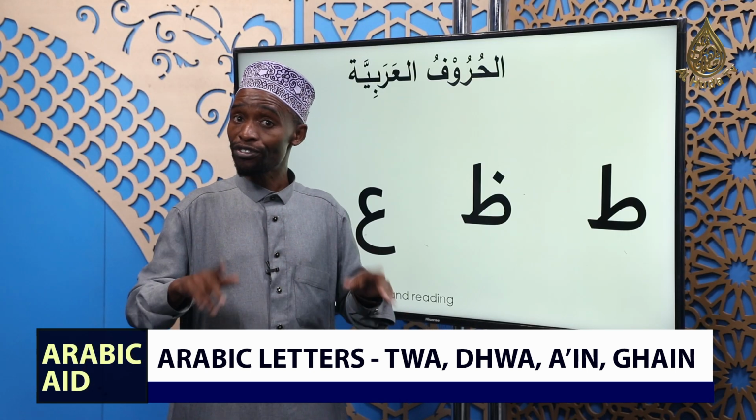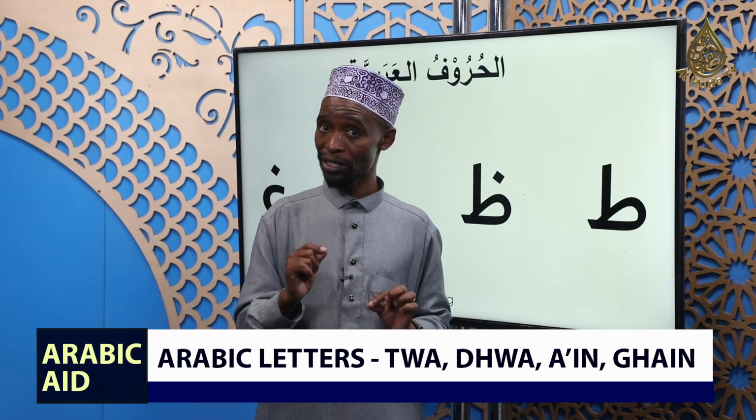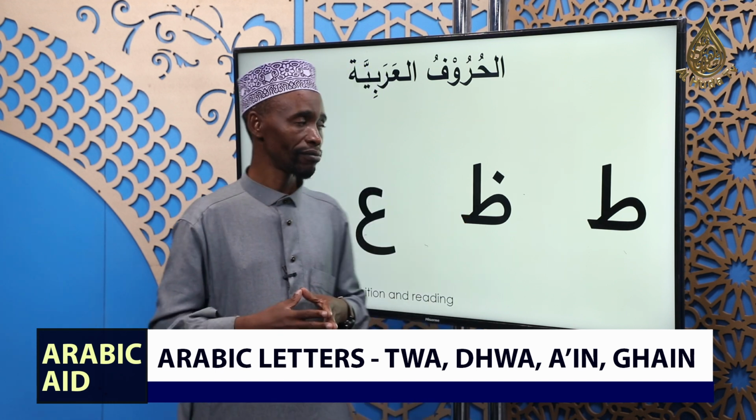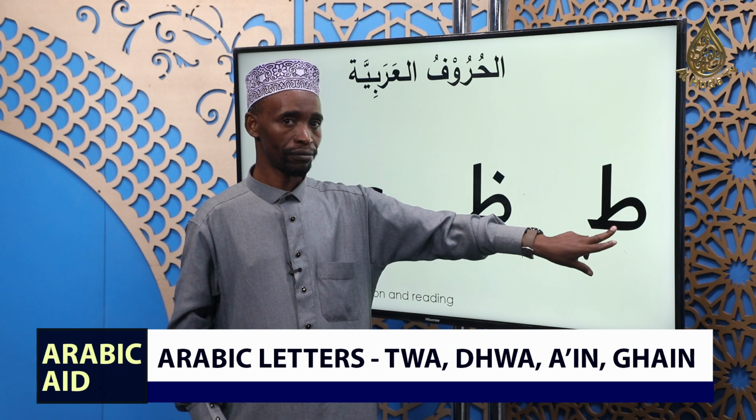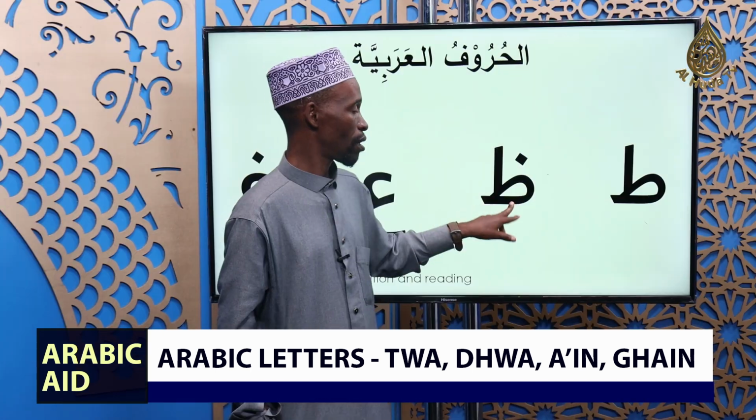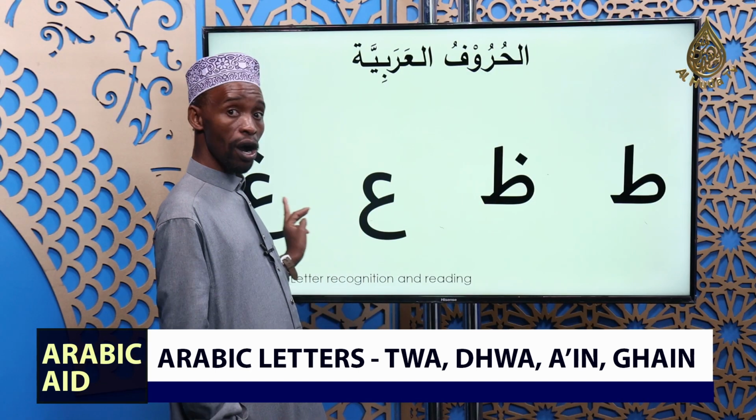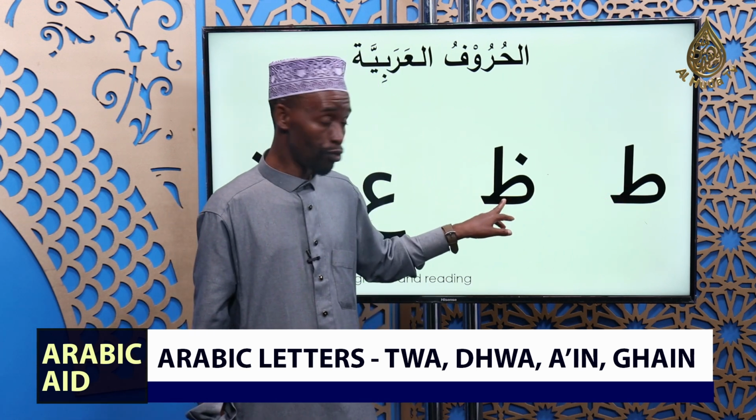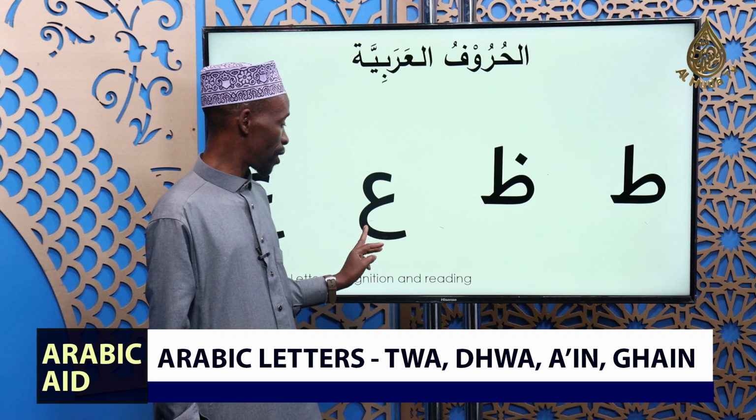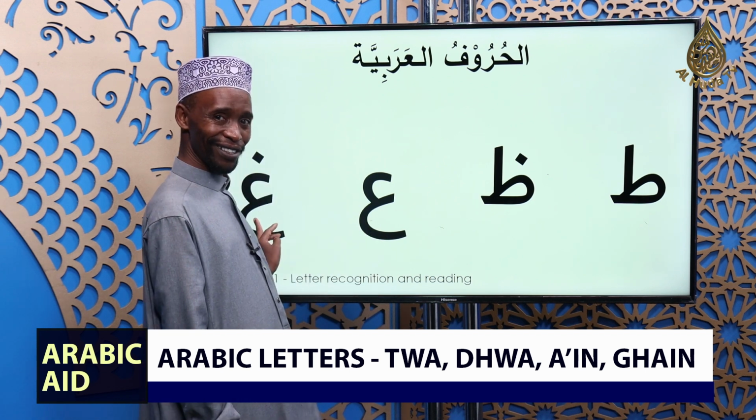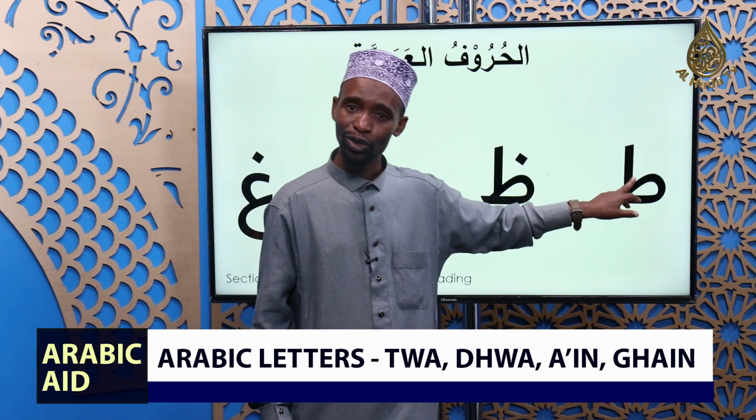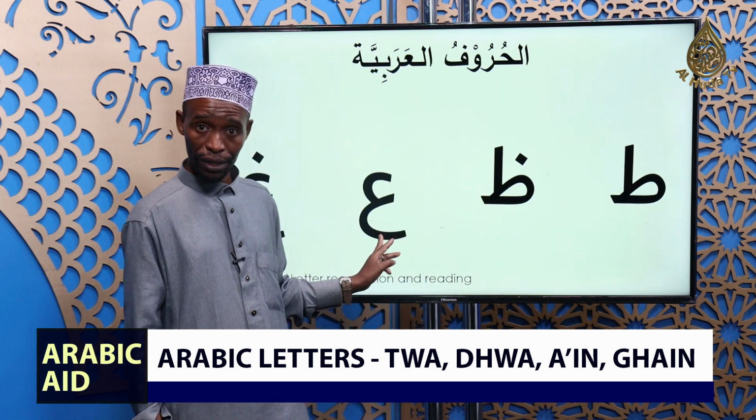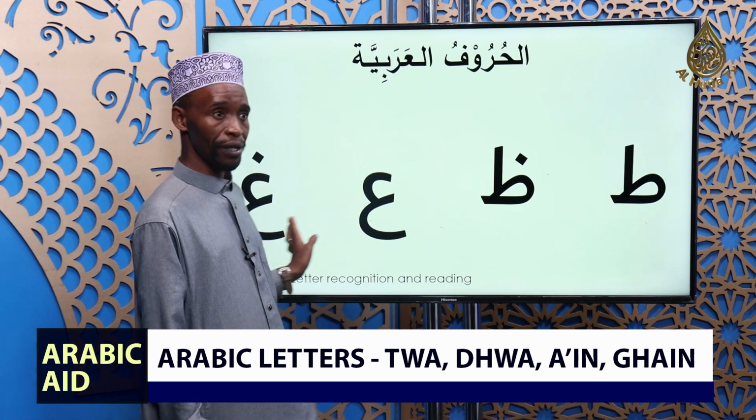To conclude section 1 of the lesson, let us read the letters together. Twa, Dhwa, Ain, Ghain. Twa, Dhwa, Ain, Ghain. Finally, Twa, Dhwa, Ain, Ghain.